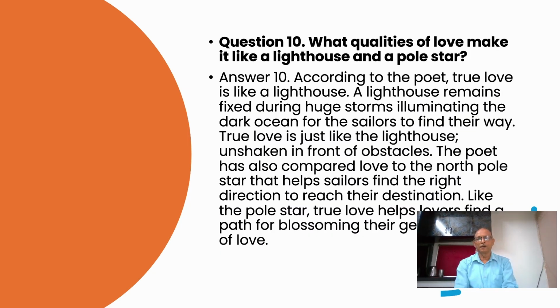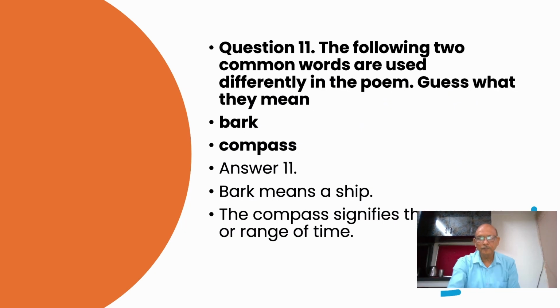What qualities of love make it like a lighthouse or a pole star? According to the poet, true love is like a lighthouse. A lighthouse remains fixed during huge storms, illuminating the dark ocean for the sailors to find their way. True love is just like the lighthouse, unshaken in front of obstacles. The poet has also compared love to the North Pole star that helps sailors find the right direction to reach their destination. Like the pole star, true love helps lovers find a path for blossoming their genuine feelings of love.